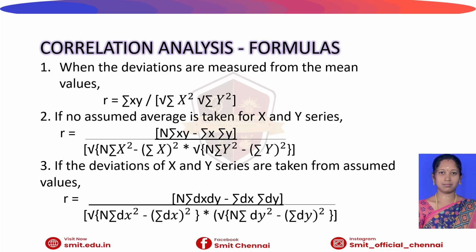If the deviations of the x and y series are taken from an assumed value, r is equal to n summation of dx dy minus summation of dx summation of dy, divided by square root of n summation of dx squared minus the whole square of summation dx, into square root of n summation of dy squared minus the whole square of summation dy.